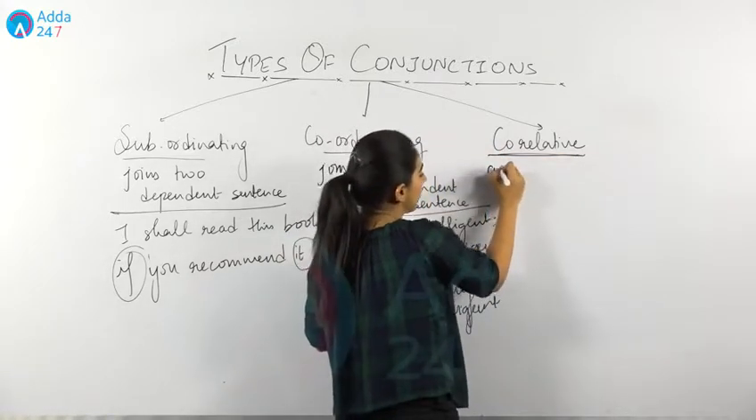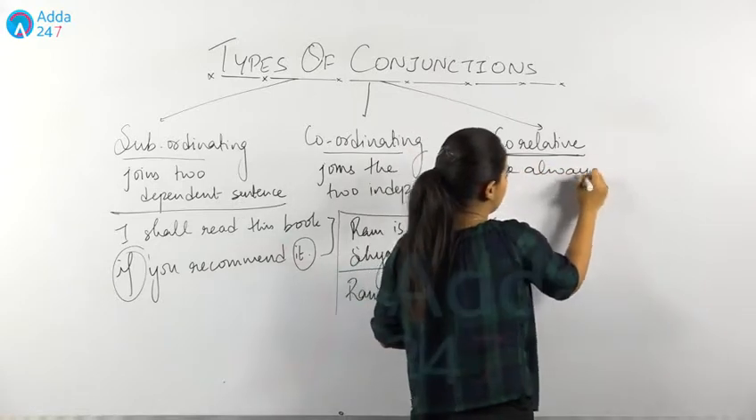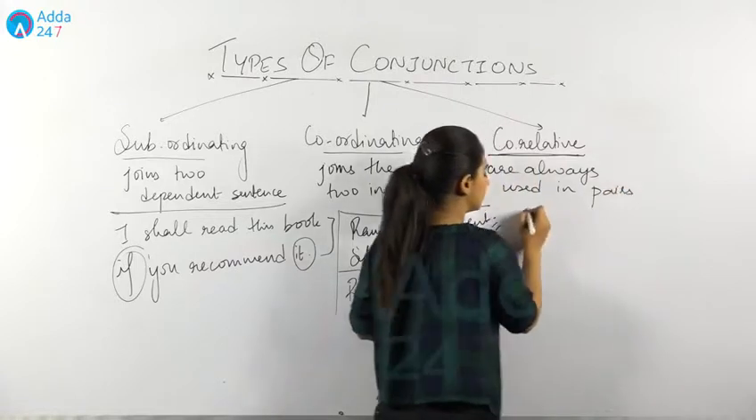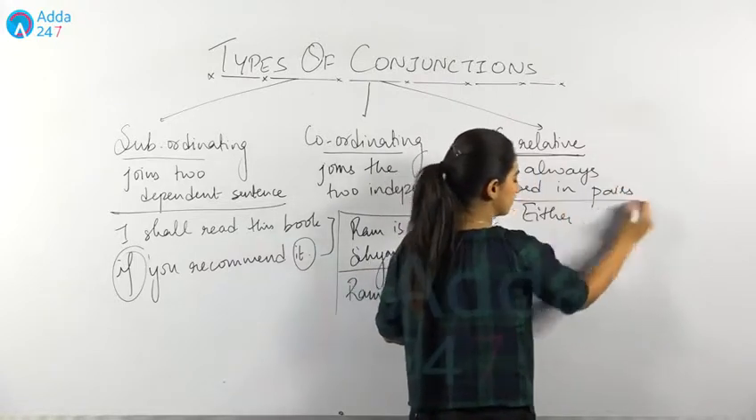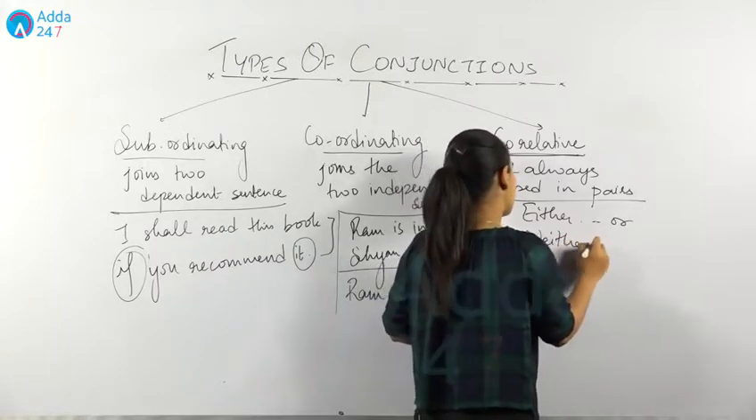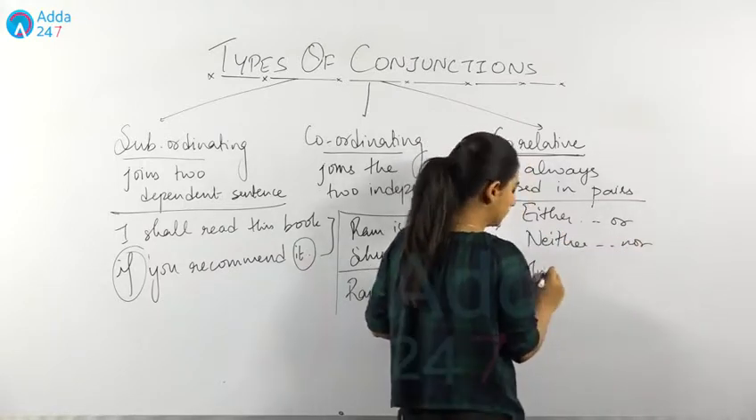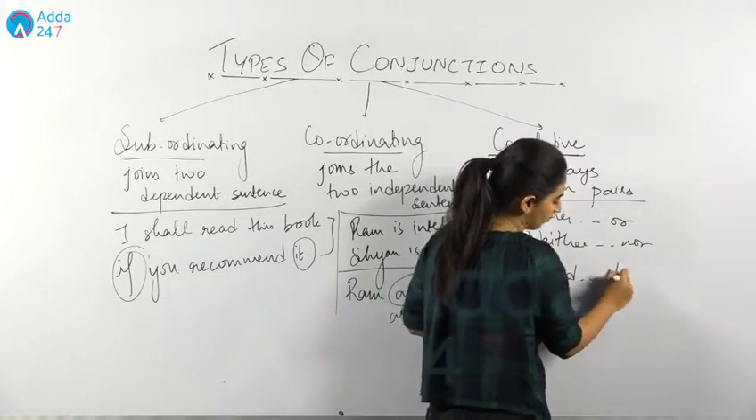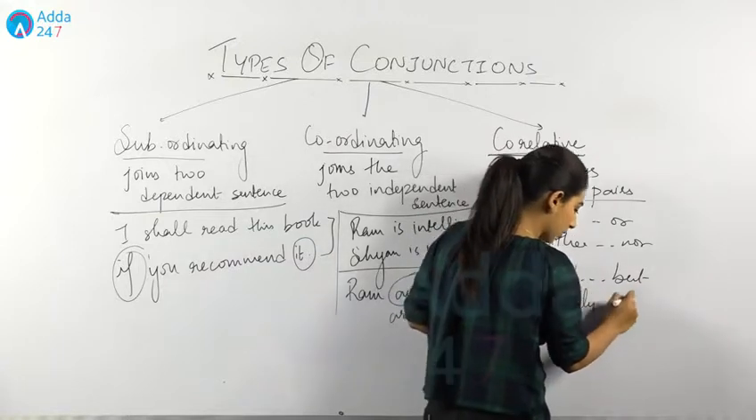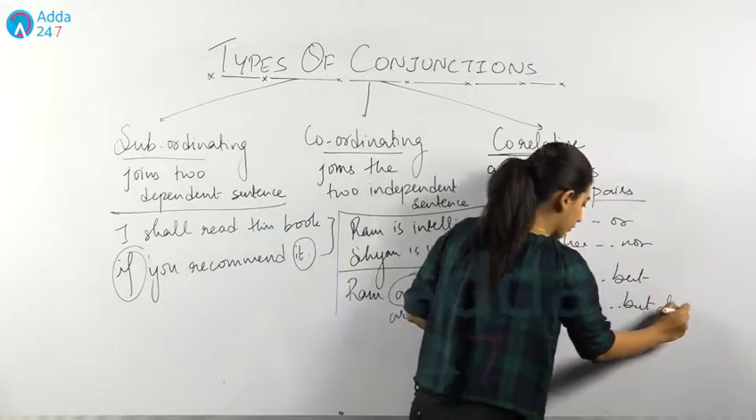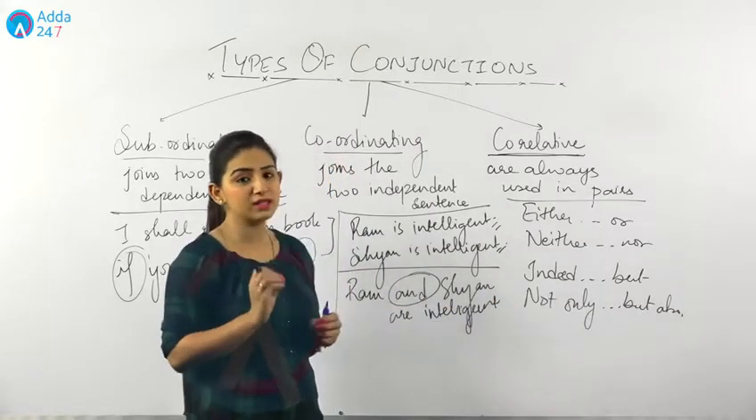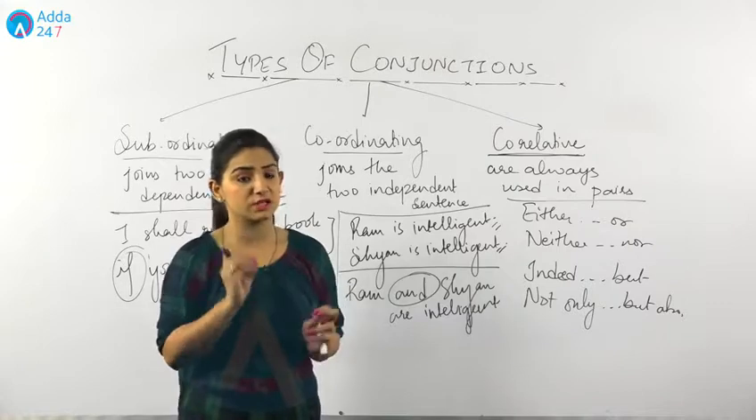The last that you have is correlative conjunction. Correlative conjunctions are always used in pairs. And what are these? We can have either with or. We can have neither with nor. We can have indeed with but. We can have not only but also. Or similarly, we can say although, yet, though, comma. All these are correlative conjunctions which are used in pair.